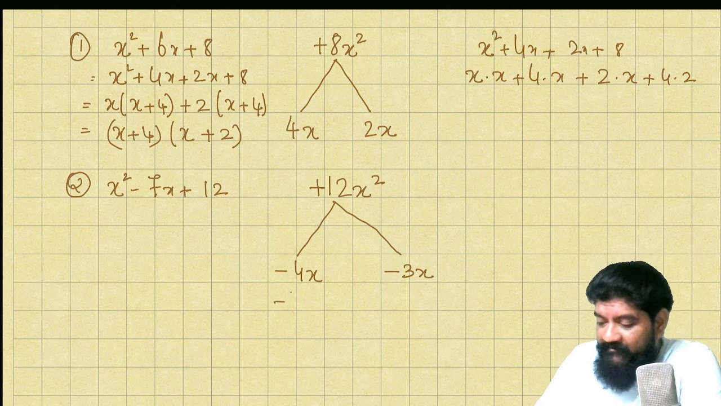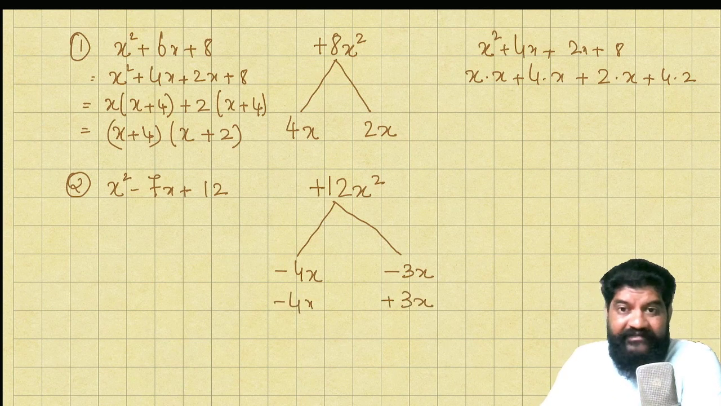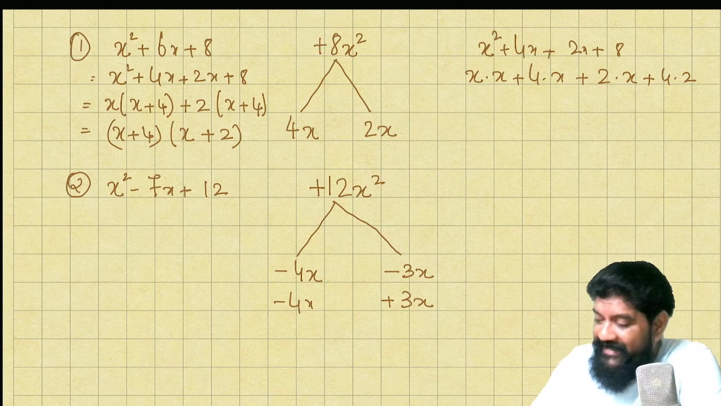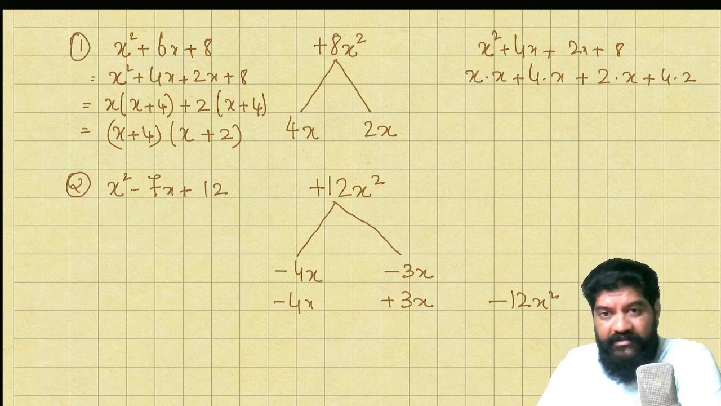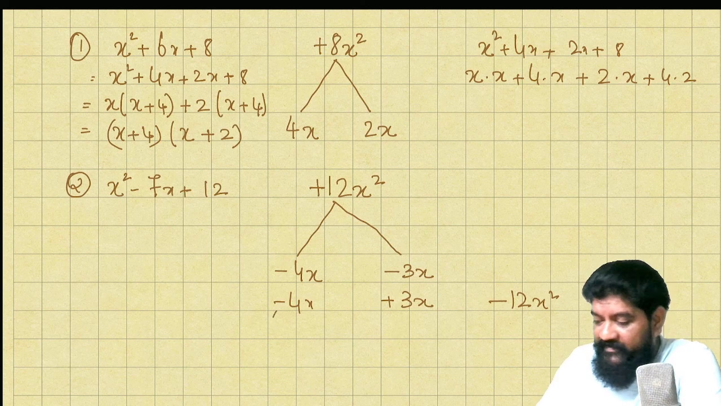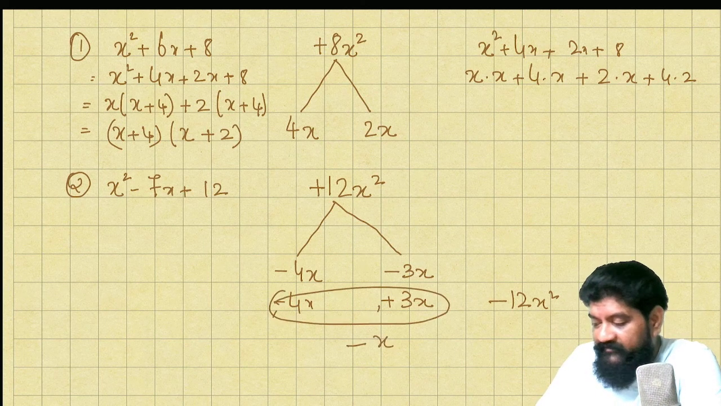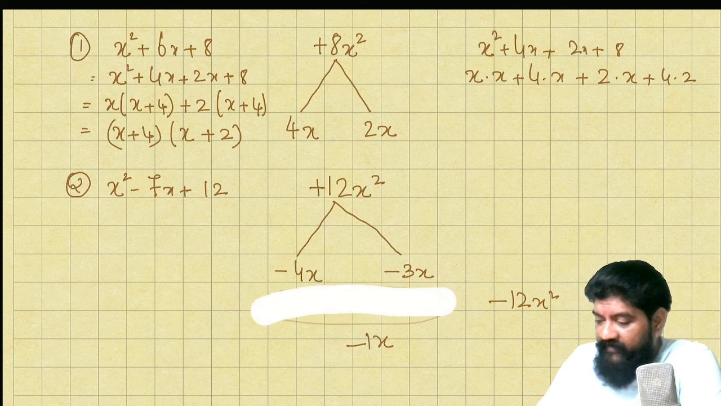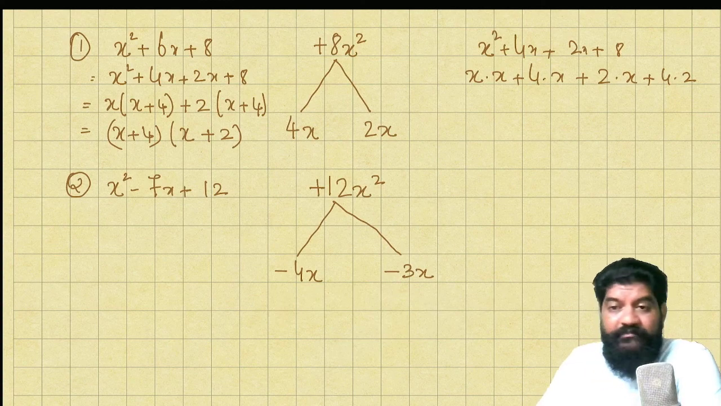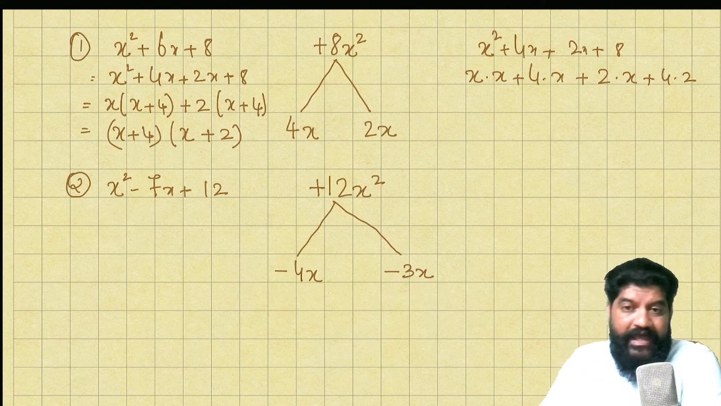What if I had a minus 4x and a plus 3x? At the first place, I will get a negative 12x squared when I multiply them. And I cannot add them here. I'll have to subtract because the signs are different. This is a negative and this is a positive, and the result will be a minus x. Therefore, I'm going to choose both of them to be negative because I can add them up and get a minus 7x.